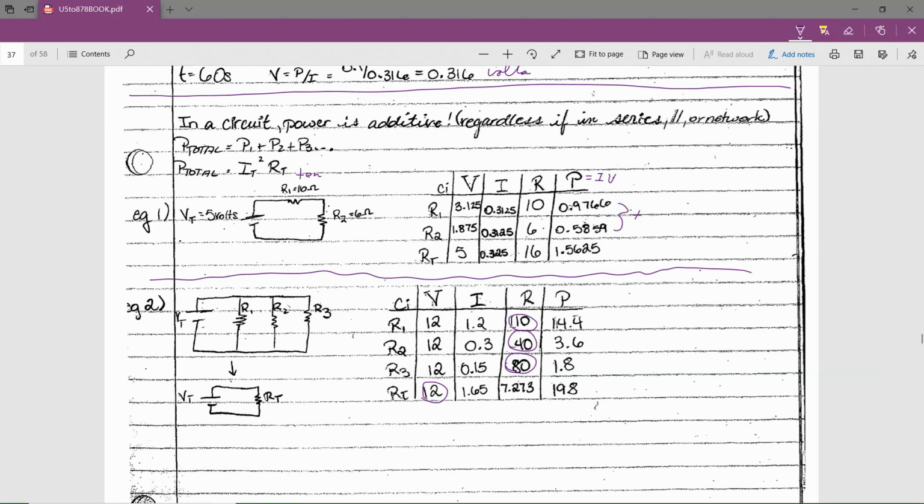Okay, so then we have these 3 branches, and we see that the path of least resistance is R1, just 10 ohms, and lo and behold, more of the current goes through there, right? That's what we mean by path of least resistance.